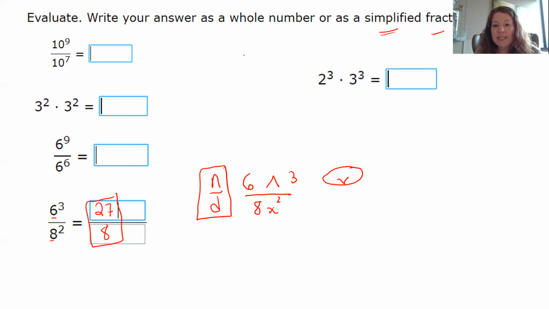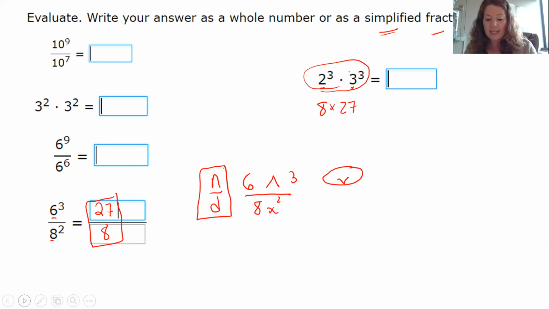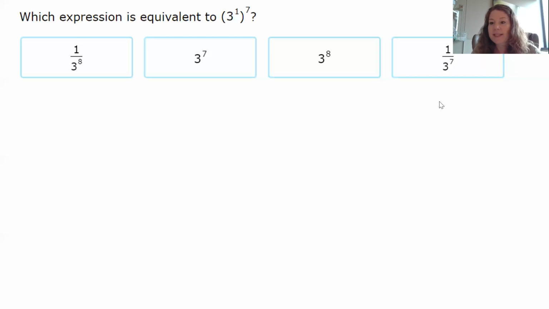All right, that one, once again, our bases are the same, so we're not just going to add our exponents 3 and 3. So I'm just going to do the whole thing in my calculator. I know that 2 to the 3rd power is 8. I know 3 to the 3rd power is 27, or I could just type this all in my calculator just like I see it. So 8 times 27 is 216. All right, and that's that second section.